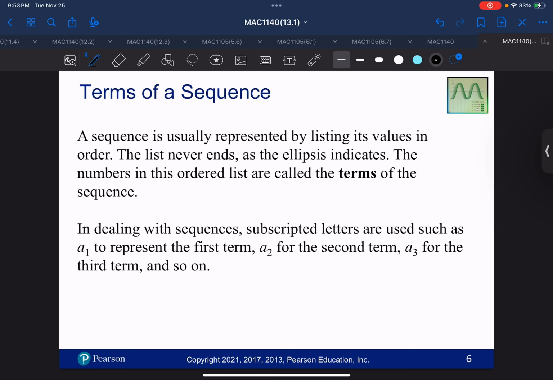When we're dealing with sequences, subscripted letters are used, such as a sub 1 to represent the first term, a sub 2 represents the second term, and a sub 3 for the third term, and so on. So if you see this notation, a sub n, this means the nth term of the sequence.